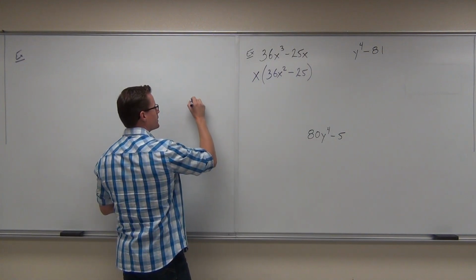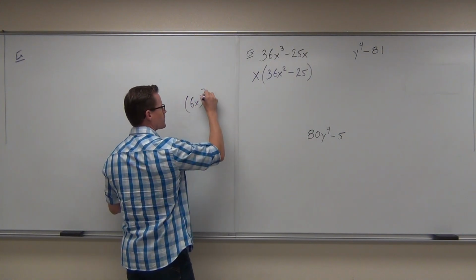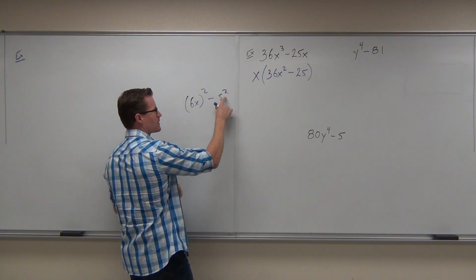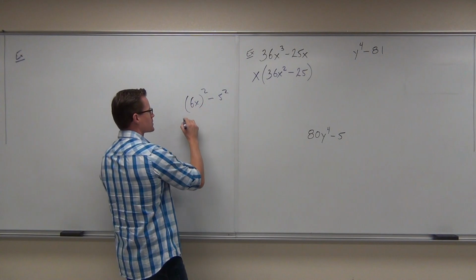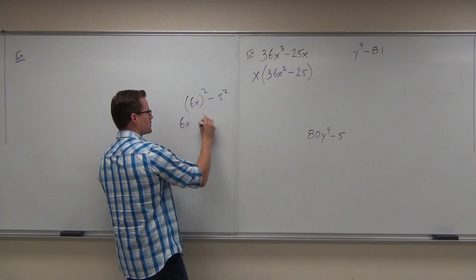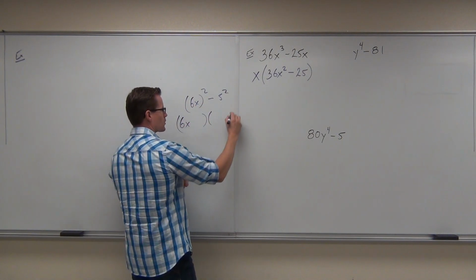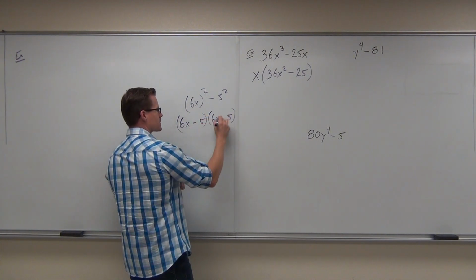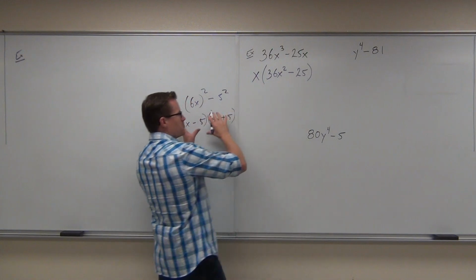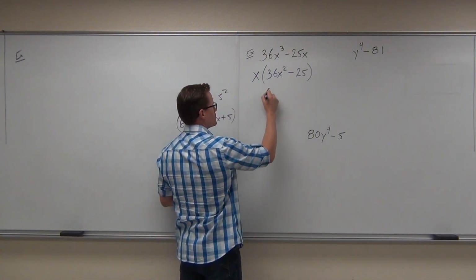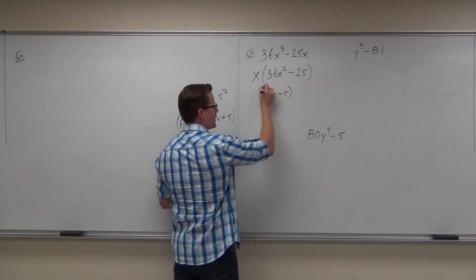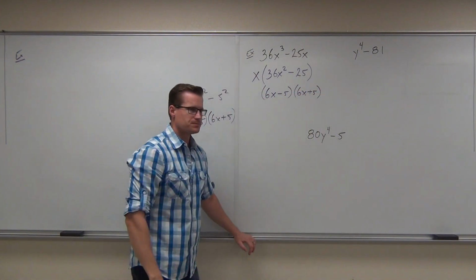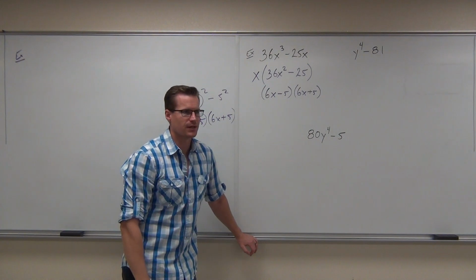So here we'd have 6x squared minus 5 squared. There's a difference. That's 36x squared. That's 25. It's a difference of two squares. So I know I'm going to put my first term first, last term last, and my signs will be different. So we can just put that right here. 6x minus 5. I know there's another factor of 6x plus 5. And I'm done, right? No, forgot the x. Don't forget the x.